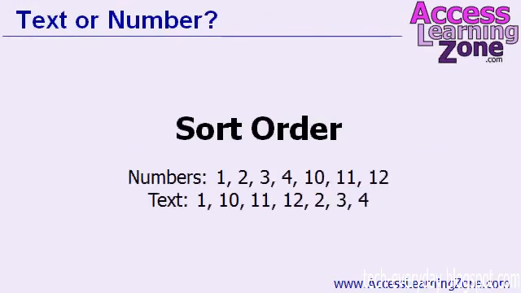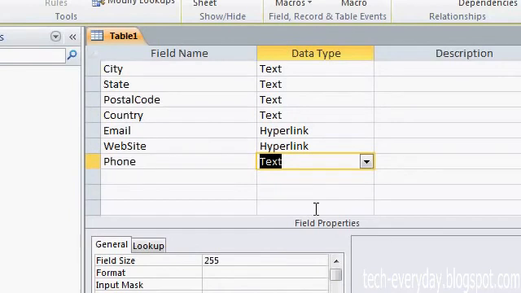Another consideration that usually comes into play later on is sort order. Numbers are always sorted numerically, whereas text values are sorted alphanumerically. In an alphanumeric sort, for example, 10 comes before 2. We'll talk a lot more about this later on when we get into sorting. So again, knowing what we know now, we'll stick with text for our phone number field.